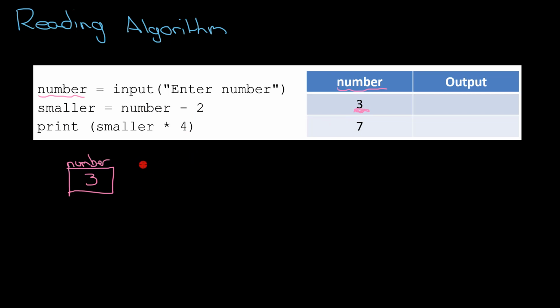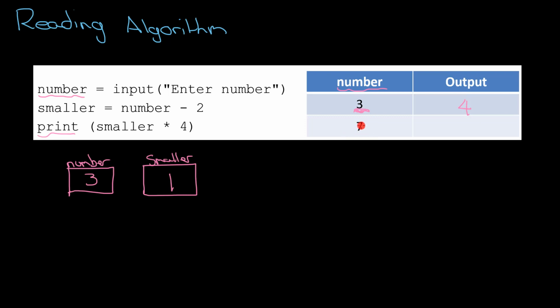Smaller equals number minus 2. Well, that creates a new variable called smaller. So I've got another box called smaller, and then I'm going number minus 2. So what's number? The number 3, and then I subtract 2 from that. So that means in smaller I've got 1. And then I'm doing this print, which is my form of output. Anytime I've seen print, I'm outputting smaller times by 4. What's smaller? Number 1. So 1 times by 4 is 4. So there's a few numbers there, but hopefully that sort of makes sense.